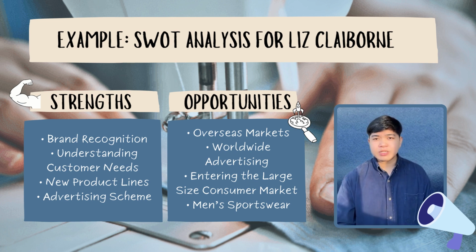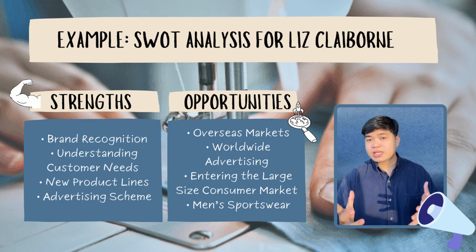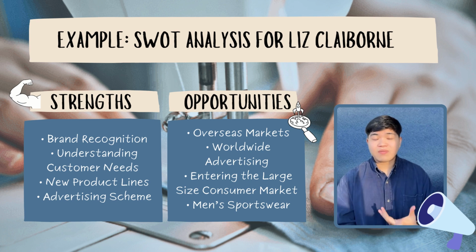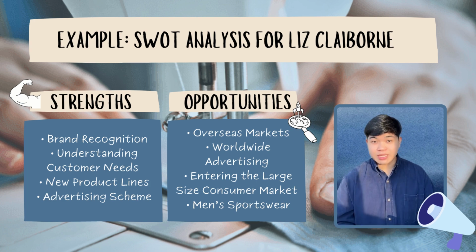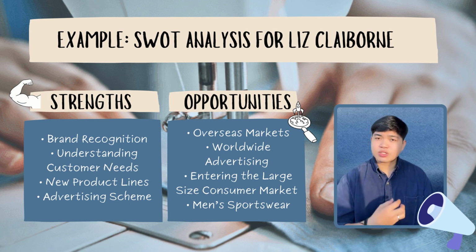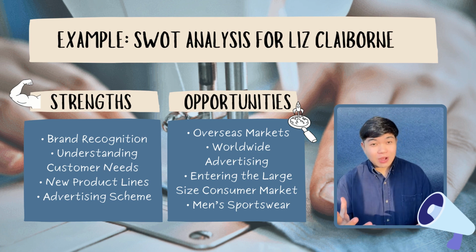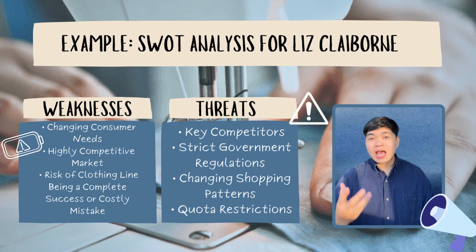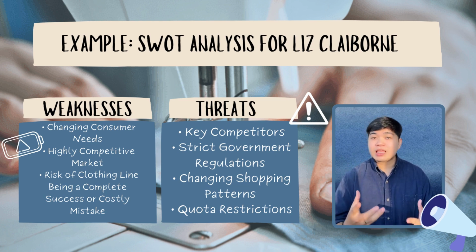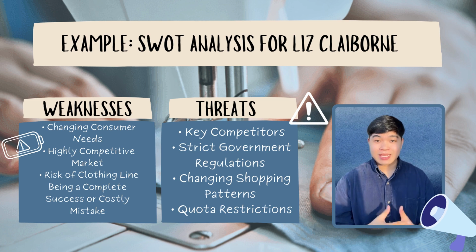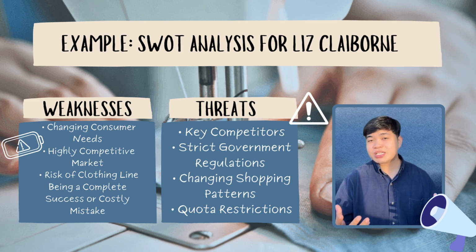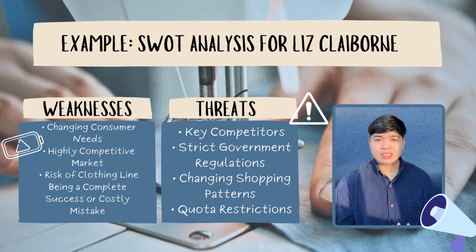Let's look at the SWOT analysis for a practical example. For the strengths: brand recognition, understanding customer needs, new product lines, effective advertising, product diversification, and adapting to changing lifestyle. For the opportunities: expanding into overseas markets, worldwide advertising, entering the large size consumer market, designing mix and match outfits, and launching men's sportswear. Weaknesses: changing consumer needs, highly competitive market, long lead time for new styles and risks with new clothing lines. For the threats: key competitors, strict government regulation, changing shopping patterns and quota restrictions.